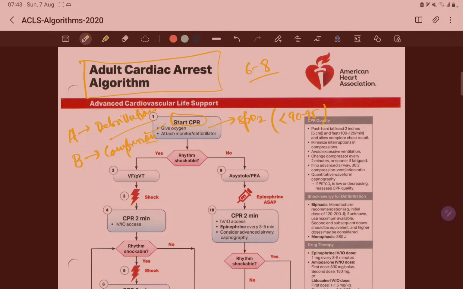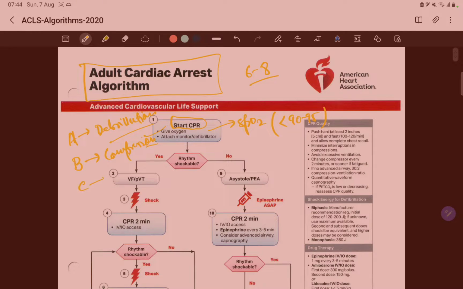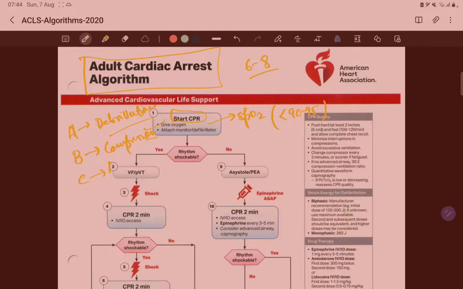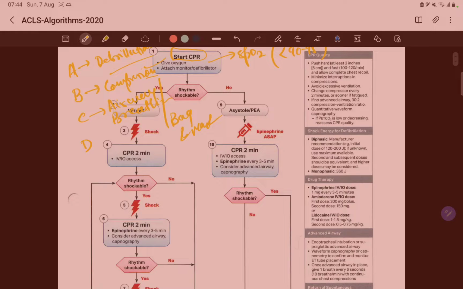Now after compression, what we have to give, if bag and mask has also arrived, is breathing, airway, right? So I'll assign another person for airway, for the bag and mask. Airway, breathing, we'll go for the bag and mask. Now I will assign another person to maintain the time period, the time for the whole thing which is going on.